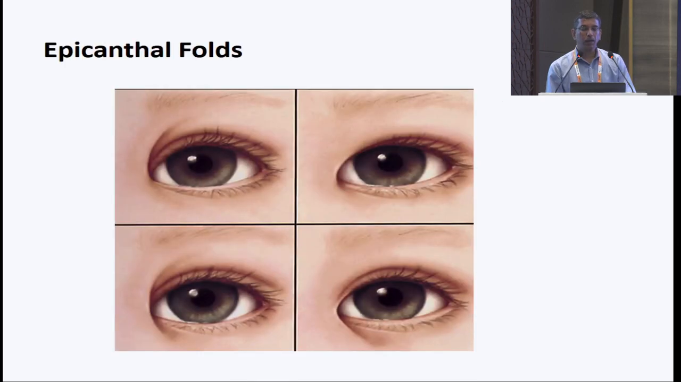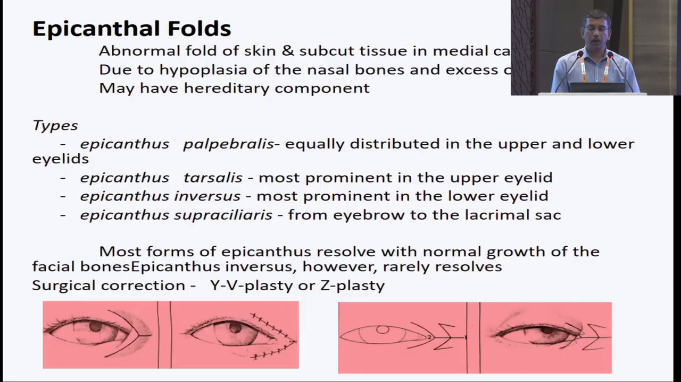Then there can be epicanthal folds. I will just show. The commonest is epicanthus palpebralis, where both upper and lower lids are normal, equally distributed in upper lid and lower lid. Epicanthus tarsalis goes prominently from the upper lid. Epicanthus inversus, which is commonly associated with BPES syndrome, is prominent in the lower lid. And there can be epicanthus supraciliaris, which goes from the eyebrow to the lacrimal sac.